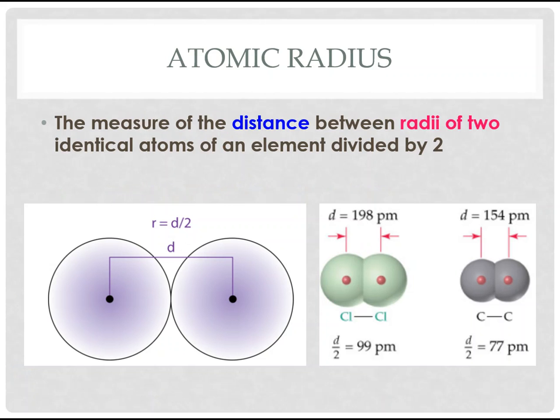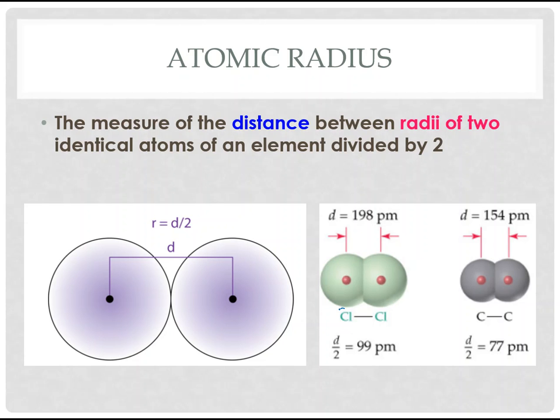Now, atomic radii. This is the given definition. I don't necessarily think about it this way, but it's the given definition. The measure of the distance between two radii of 2 identical atoms of an element divided by 2. I know, seems silly, right? But basically it's like the radius of the atom. From the nucleus out to the outer electron cloud, what's the distance? What's the size? Any direction.